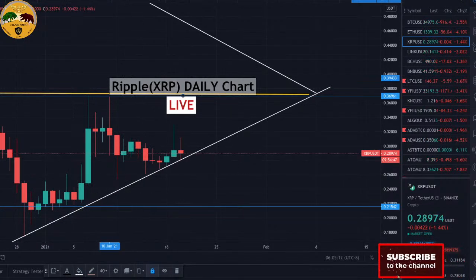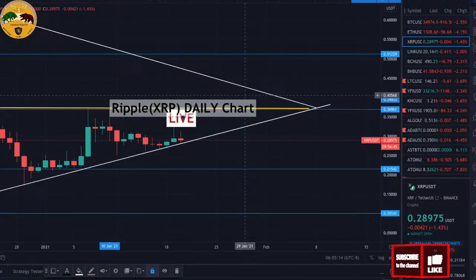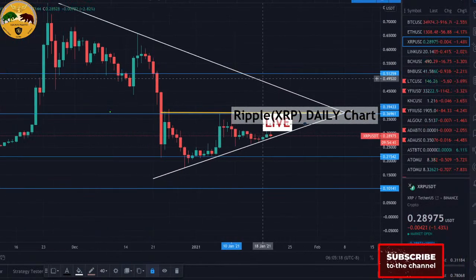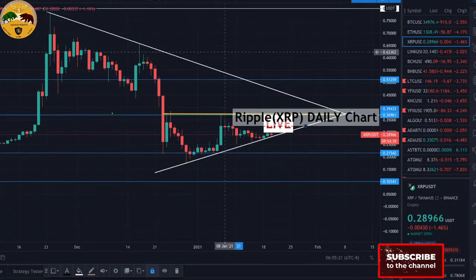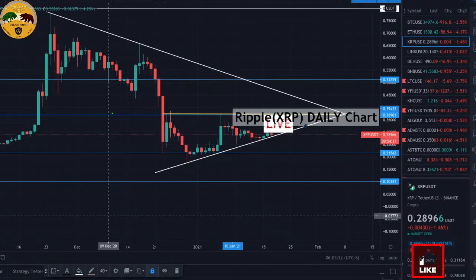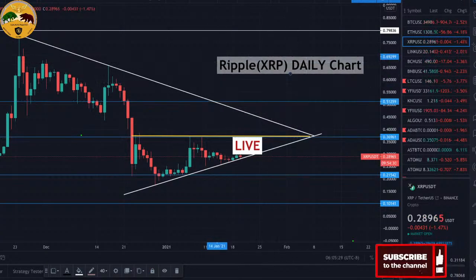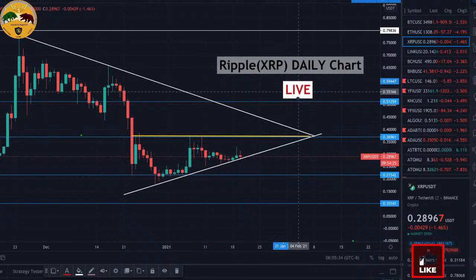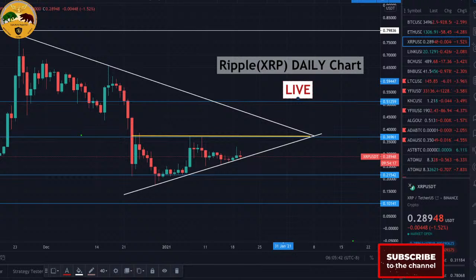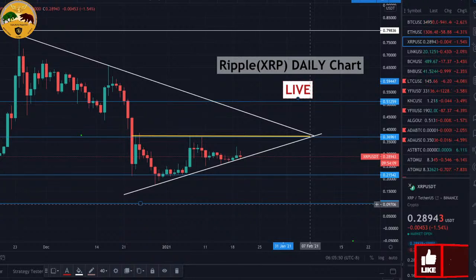What we're seeing on the daily chart is a form of triangle consolidation, right? You see the upper. So we're clearly seeing XRP respecting the daily trend line.